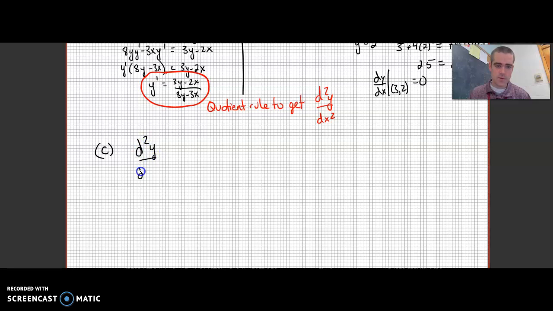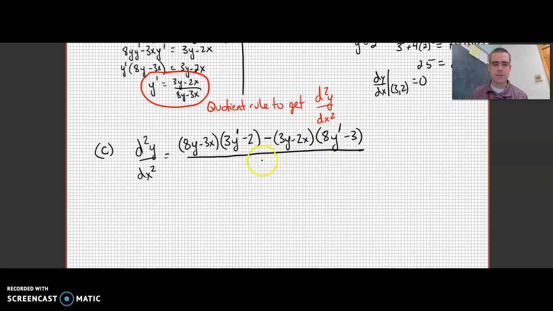So we're going to use the quotient rule here. This works the same way as when we did implicit differentiation to find the first derivative, just with one fundamental difference. So it's going to be the bottom times the derivative of the top. The derivative of the top here is 3y' minus 2, minus the top times the derivative of the bottom. And the derivative of the bottom here is 8y' minus 3. And all of this is going to be over (8y minus 3x squared) squared.